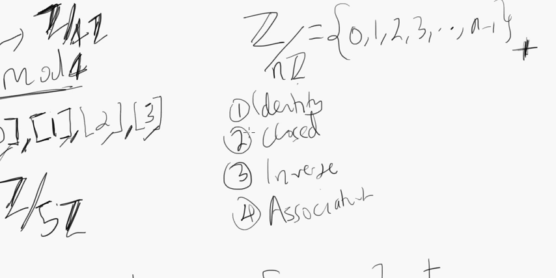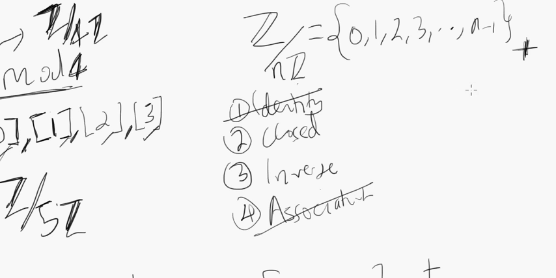Well, notice 0 is the identity as seen before, because anything plus 0 gives me that thing back. So we have the identity. Associativity follows from normal addition of integers. Is it closed? Absolutely. If I take any numbers over here and add them, if the sum gives me something that's bigger than n minus 1, I just divide by n and take the remainder, right?